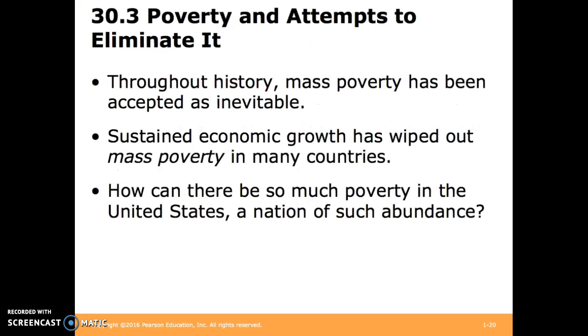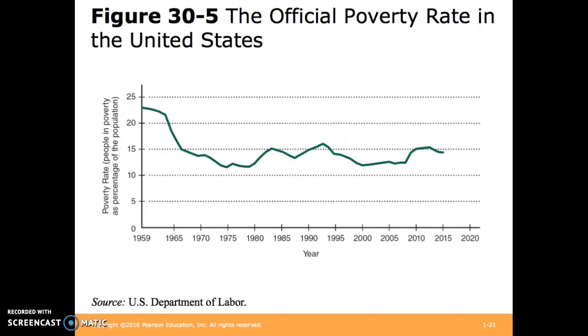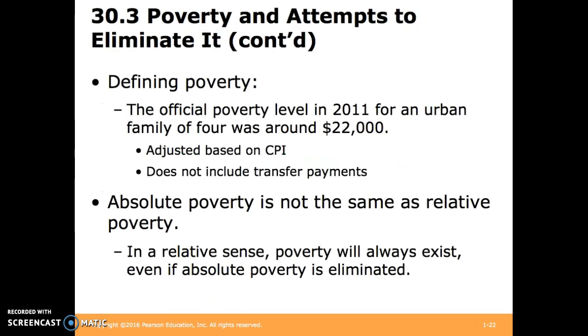Throughout history, mass poverty was accepted as inevitable. However, sustained economic growth has wiped out mass poverty in many countries. So how can there be so much poverty in the United States when wealth is abundant? While the poverty rate has declined since roughly 1959, it increased during the Great Recession of 2008 and moving forward, and has stayed steady around 15%. So how do we define poverty?